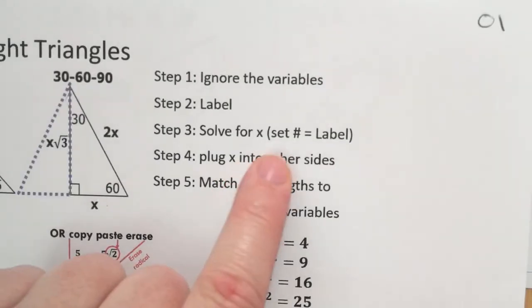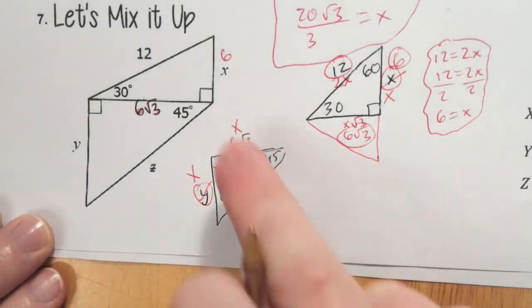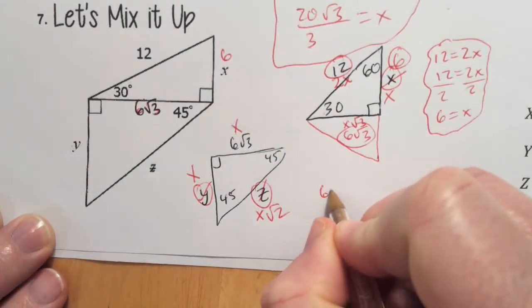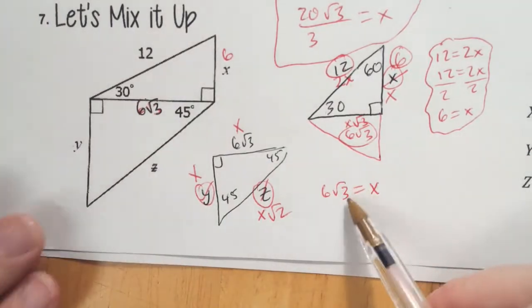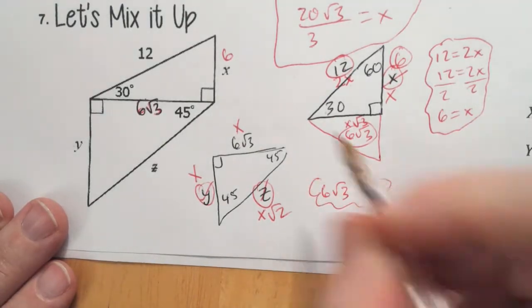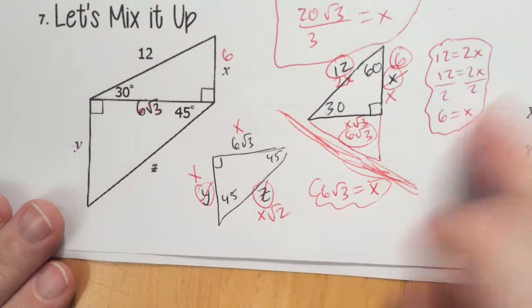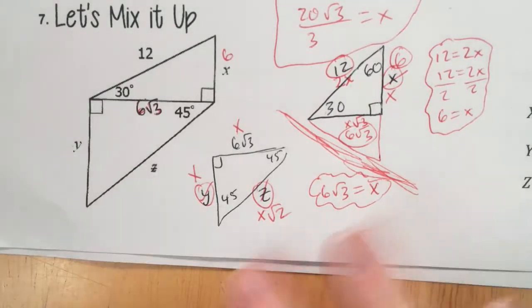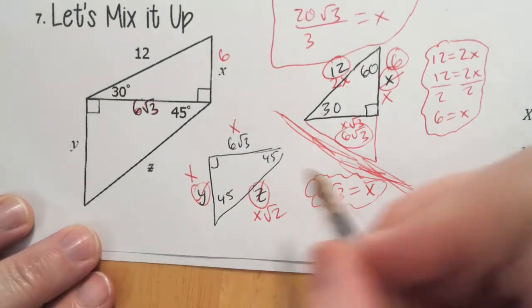Step number 3 says set the number equal to the label. So what number side do we have? 6 radical 3. So 6 radical 3 is equal to, what did you label it as? X. Please notice that this x over here and this x right here are totally different because they're completely different parts of the problem. They're totally different from each other. All right, so this goes with this problem right here.